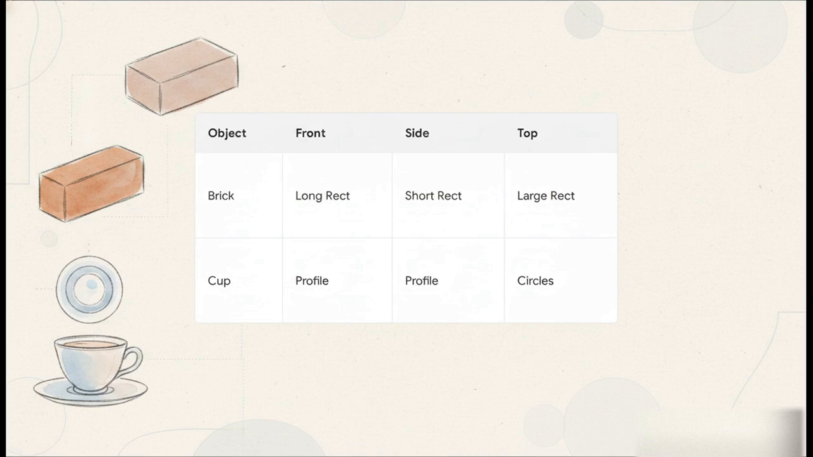Look at how radically an object changes depending entirely on where you stand. A simple brick might look like a long rectangle from the front, a short stubby rectangle from the side, and a large wide rectangle from the top. But look at the cup and saucer. From the front and side, you see the classic profile of a teacup. But if you hover above it for the top view, no way. You don't see a cylinder at all. You just see concentric circles, the rim of the cup, the liquid inside, and the edge of the saucer. It's the exact same object, but a totally different reality depending on your perspective.